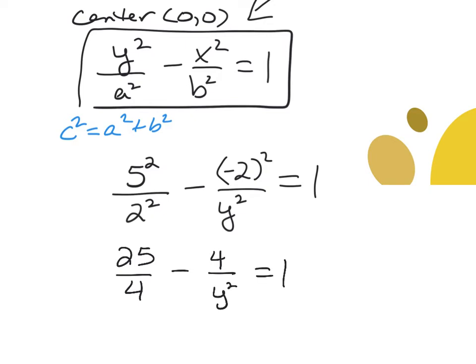Oh, there should be a b squared. Sorry. Yeah, no, I was just saying that it should be. Yeah, sorry. Yep. There's a b squared.